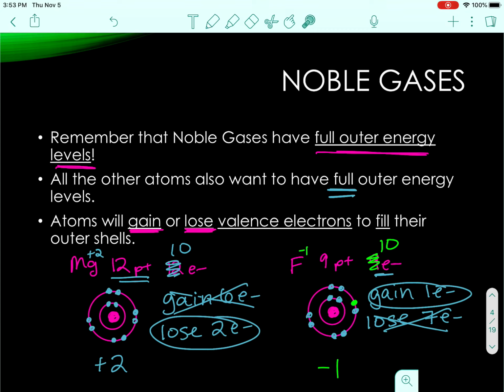Okay, so we're trying to look like the closest noble gas with our electrons, just our electrons. The protons, if you change the protons, you're going to change the element, and we just want to have the electrons match.